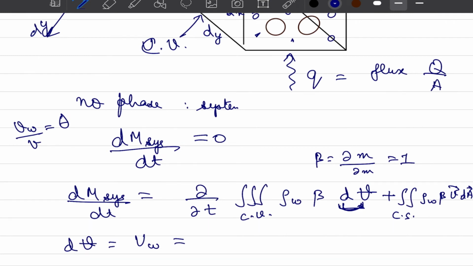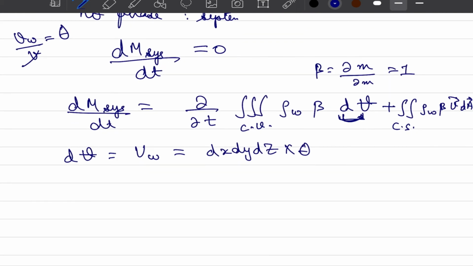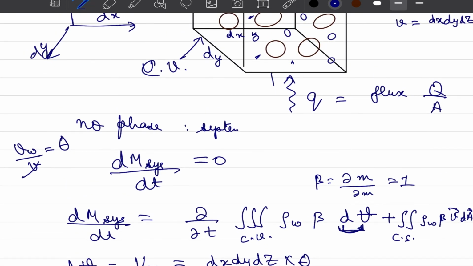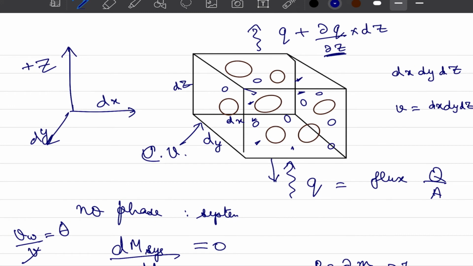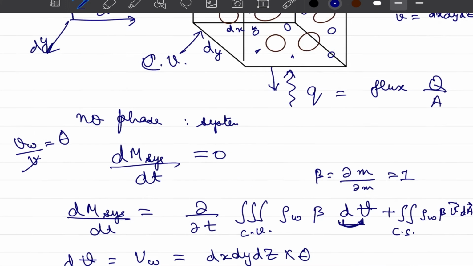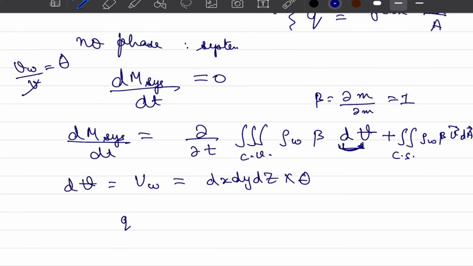So we can write this dV as dx, dy, dz, which happens to be v multiplied by theta. And when we talk about water that is entering into our system, we would say that Q is entering, and since the direction of flow and area vector are anti-parallel, our dot product would be negative. And for outward flux, the dot product and the area vector are in the same direction, and hence they are going to be positive.